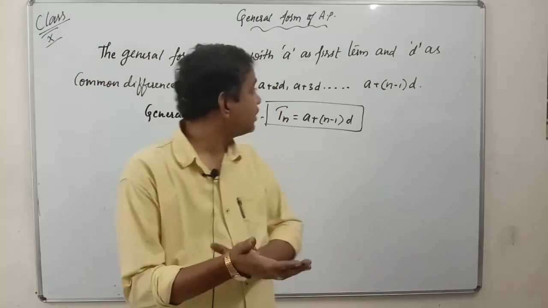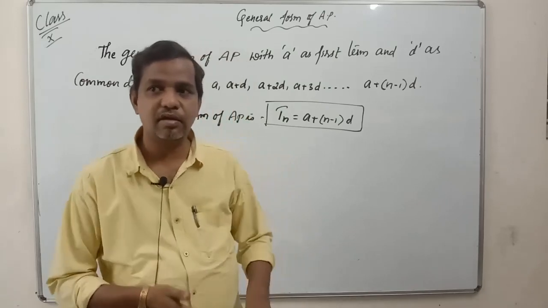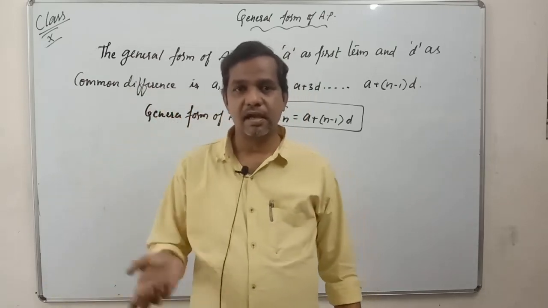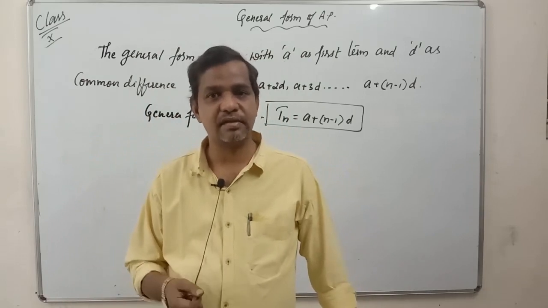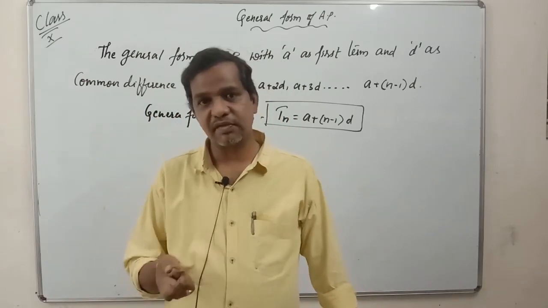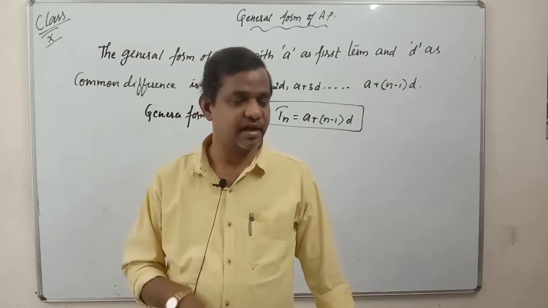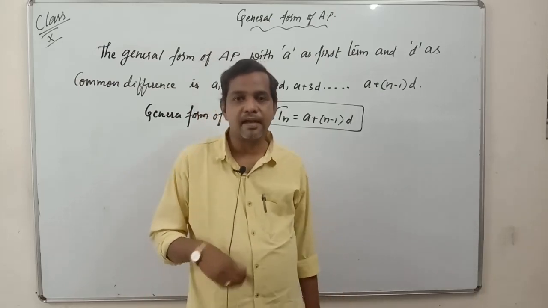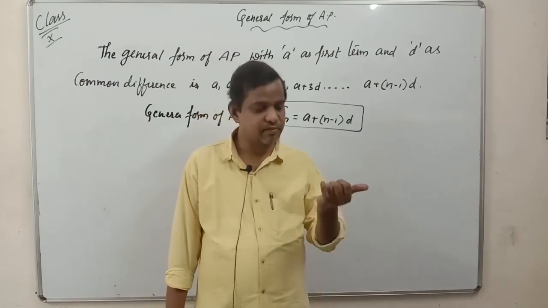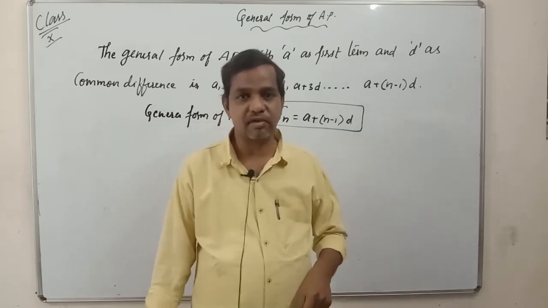Okay children, till now we have studied sequences, and you know what we mean by sequences. We studied finite sequences and infinite sequences, and we also went through some problems related to sequences. We had to find the nth term and the 20th term, and we did everything. And also we came to arithmetic progression. There also we saw what the general form of arithmetic progression is, and we derived the general form of arithmetic progression.